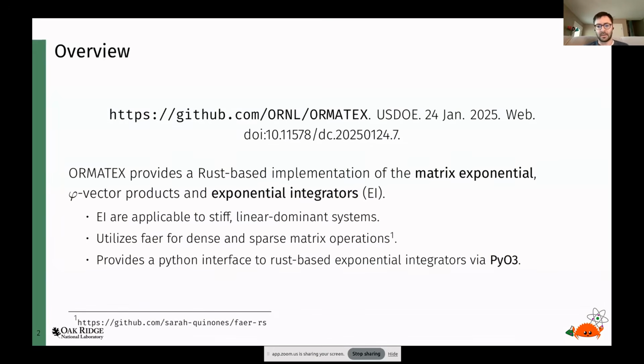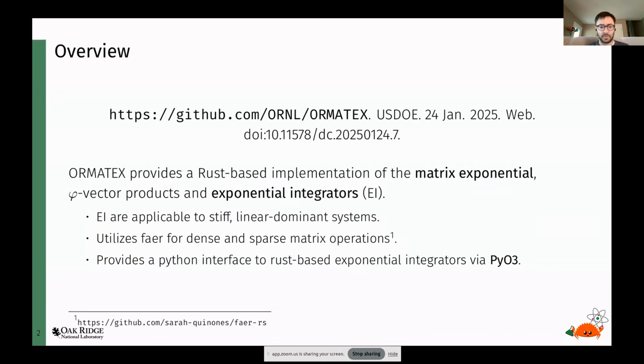So what does ORMATEX do at a very high level? Well, it provides some niche capabilities that we weren't able to find in the Rust programming language when we started this project. And that is, it provides matrix exponential capability. This is like expm from, say, MATLAB or SciPy, right? It also provides related functionality for the phi-functions as well as phi-vector products, which are very important when you construct exponential integrators. And ORMATEX also implements several classes of exponential integrators, which I will cover at least a few of them in this talk.